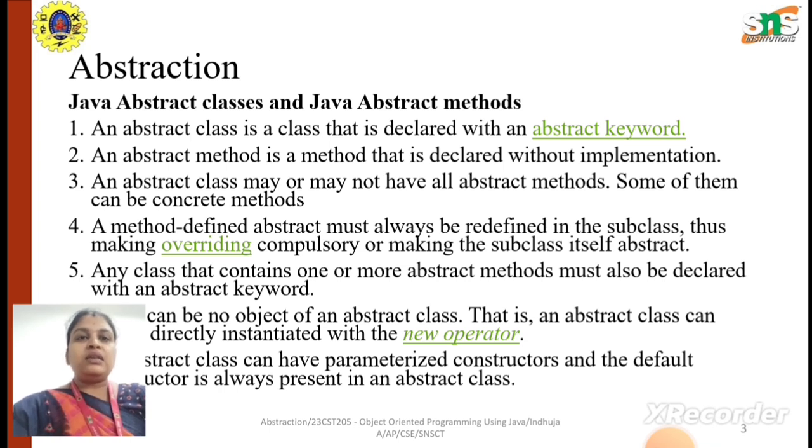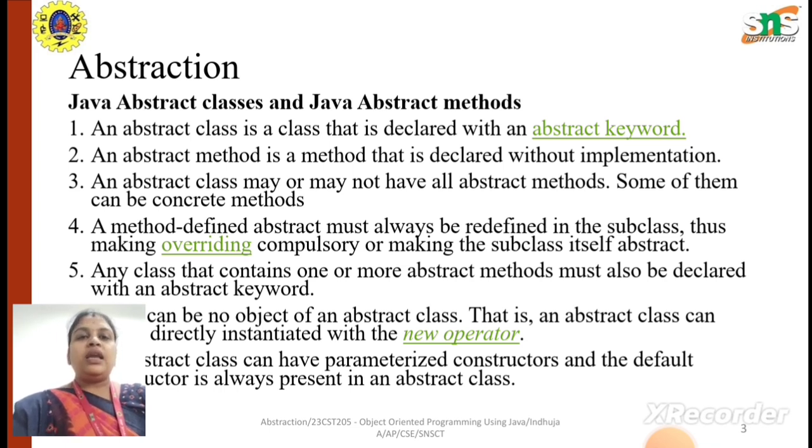An abstract class may or may not have all abstract methods. Some of them can be concrete methods, some of them can be normal methods. An abstract class can have abstract methods and also normal methods. So the abstract class can have abstract methods alone, or it can have normal methods. A method defined abstract must be redefined in the subclass, thus making overriding compulsory, or making the subclass itself abstract. So whenever we use an abstract class, overriding is necessary to provide a body to the methods.